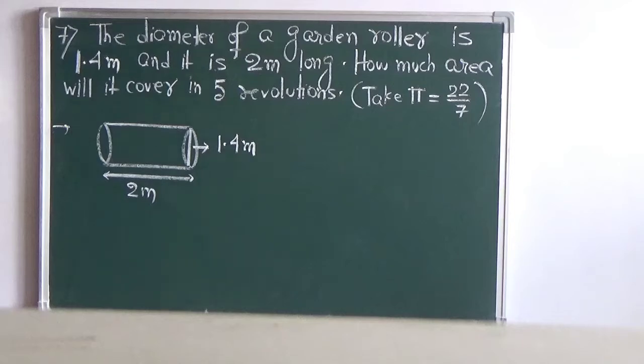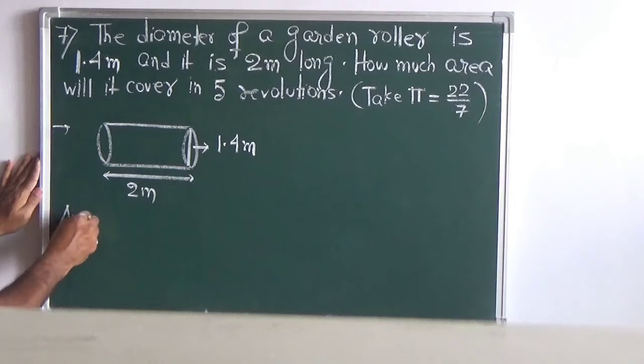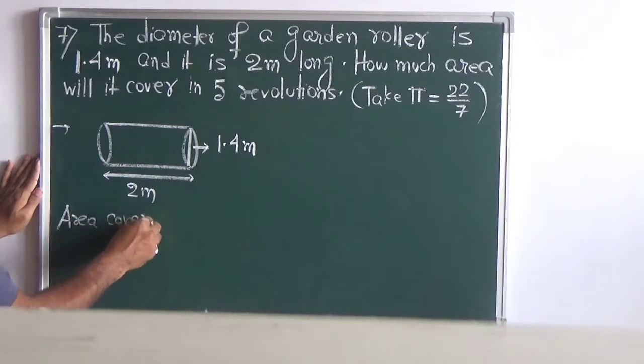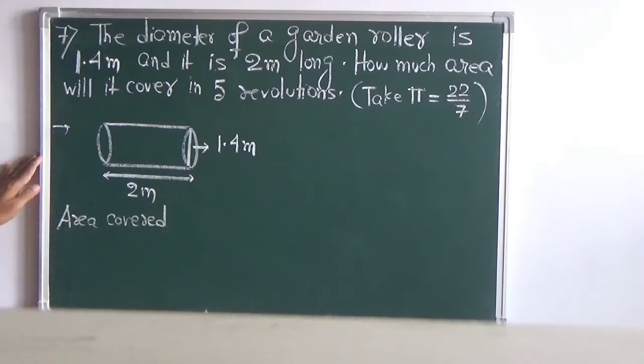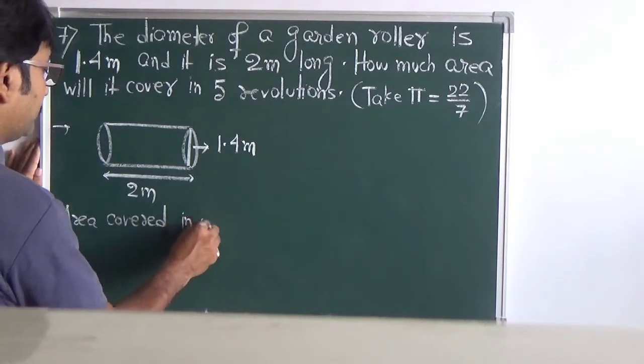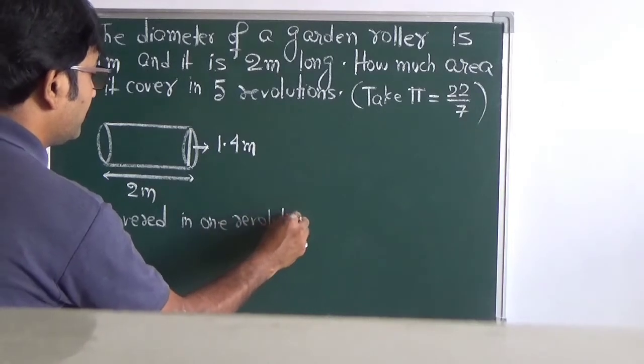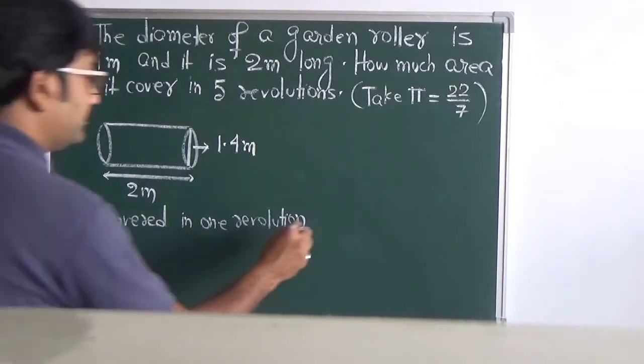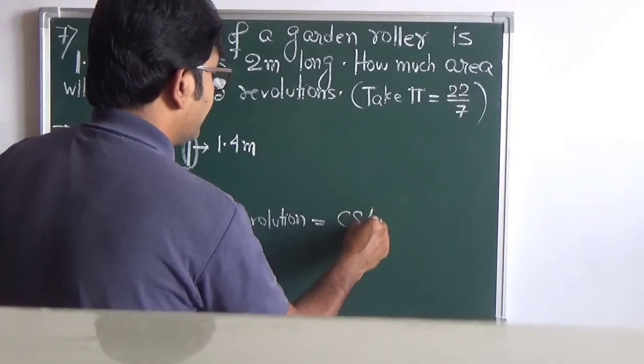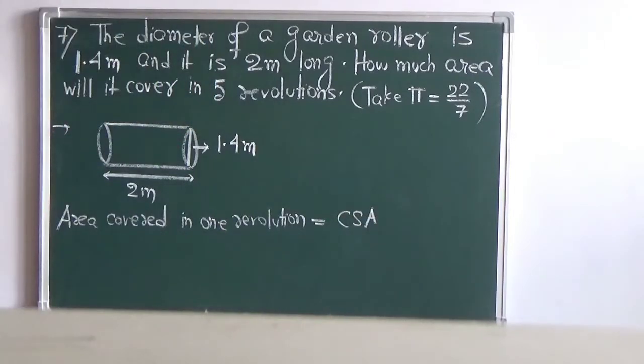So what is the area covered if it is to be rolled? When it is rolled, the area covered by it will be equivalent to the curved surface area. So area covered in one revolution is equal to the curved surface area, right?